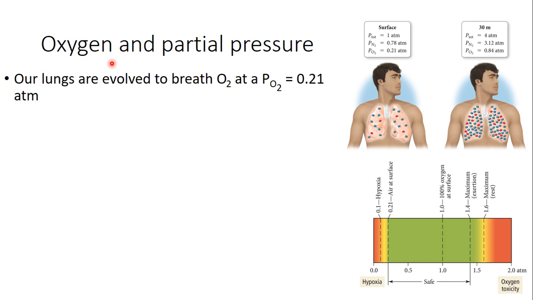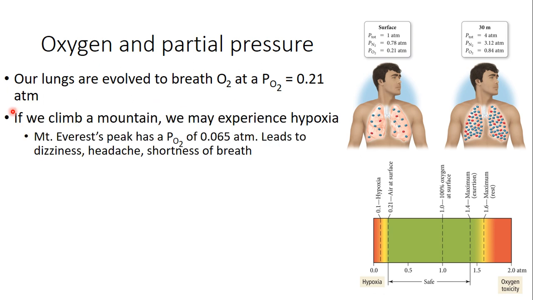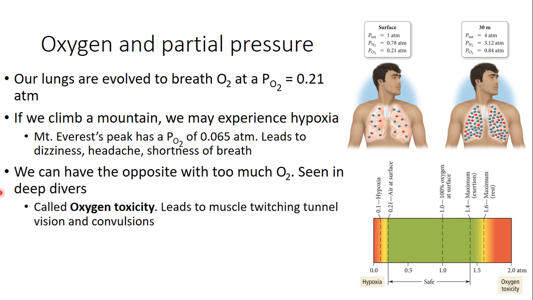So as you saw, our atmosphere is only 21% oxygen, and that is what our lungs are designed to handle. Our lungs work best at a pressure of 0.21 atmospheres of oxygen. But let's say you like to climb mountains, and the higher you go up, the partial pressure of oxygen becomes less. So at the peak, you have 0.065 atmosphere. And there you have a loss of oxygen, so you get dizziness, headache, and shortness of breath.